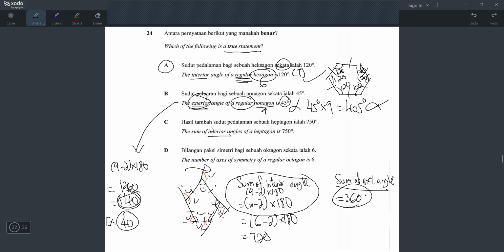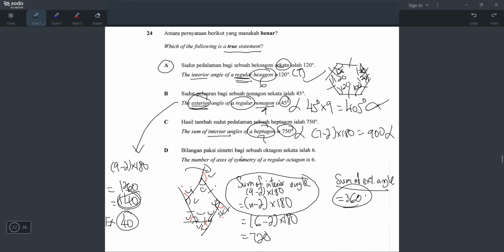And then what about C? Sum of interior angles is 750. Well, we can use this formula also. A heptagon has 7 sides, so it'll be 7 minus 2 times 180. If you press this, you will know whether it's true or false. My calculator gives me 900. So the sum of interior angles inside a heptagon is 900. This is wrong also because it says 750.